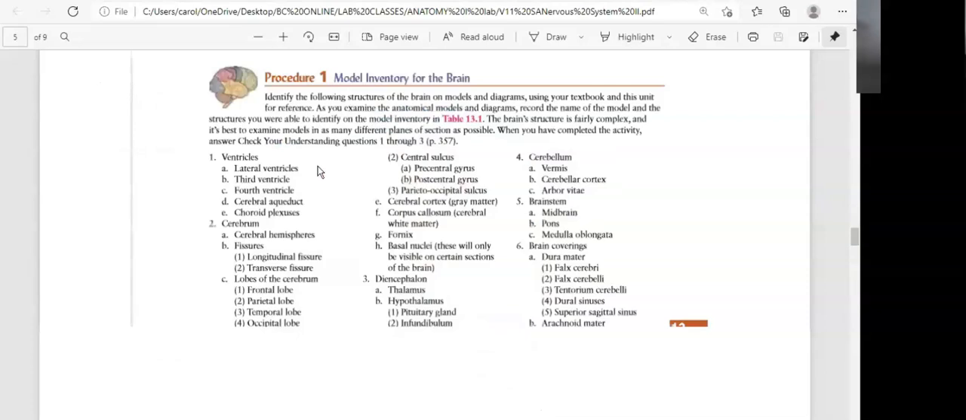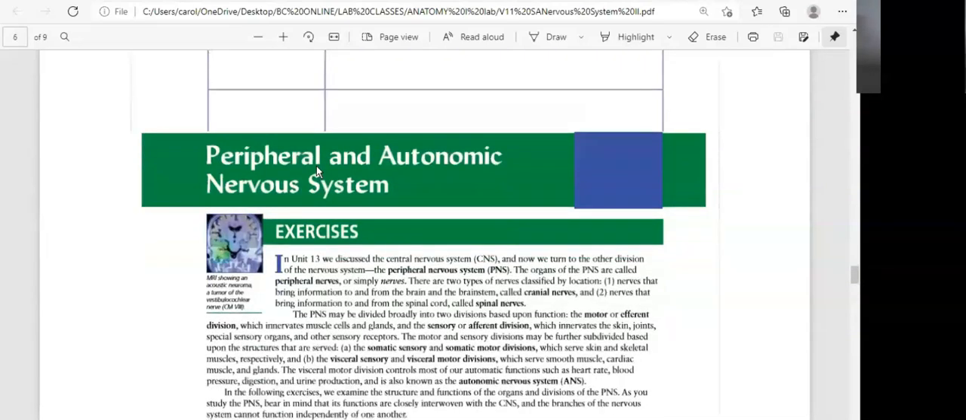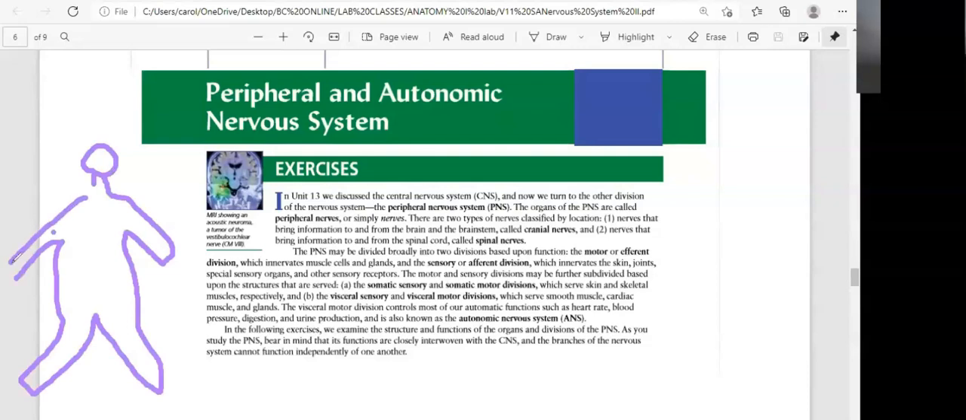So if we scroll down right here, now we're going to go to the peripheral nervous system. In this case, what part of the peripheral nervous system? We're going to go to the autonomic nervous system. This is your body like this, like that. This is your spinal cord, and this is your brain.